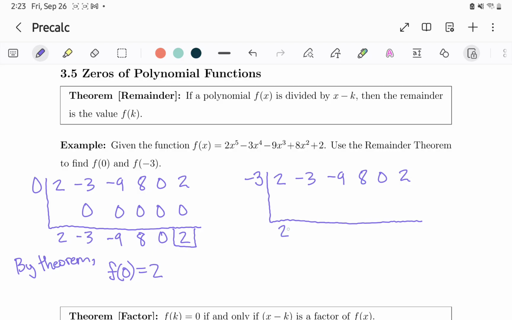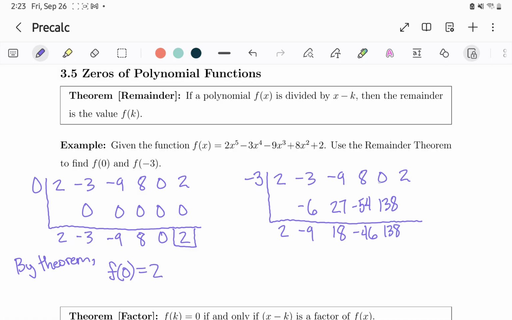So we're going to bring down the 2 for free, and then we have 2 times minus 3 is going to be minus 6. Add that to minus 3 is going to be minus 9. And then we have minus 9 times minus 3 is going to be a positive 27. Add that to minus 9, and we are going to have a positive 18 now. And then 18 times negative 3 is going to be negative 54. Add that to 8, and we get minus 46. And then we have minus 46 times negative 3 is going to be a positive 138 plus 0 is going to be 138 is what we bring down next.